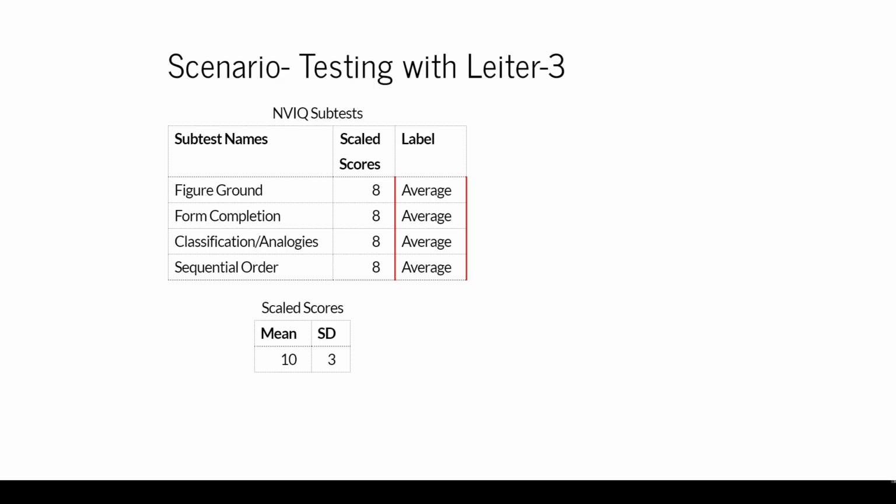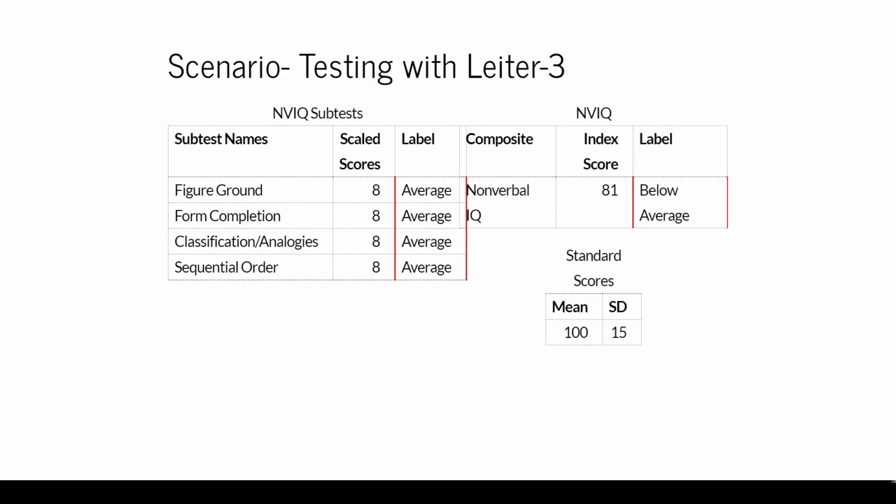For an example, let's start by looking at the Leiter-3 International Performance Scale. It is a nonverbal intelligence, attention, and memory test, and let's just focus on the IQ subtests from that test. We've got 4 subtests, and let's assume in this example that this individual scored all 8s on those subtests. The subtests follow scaled scores, so we've got a mean of 10 and standard deviation of 3. That puts all these scores within the average range using the Leiter-3 classification criteria.